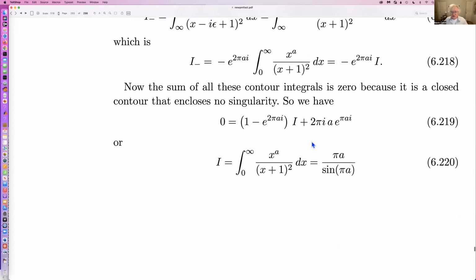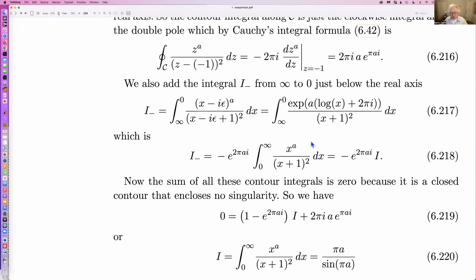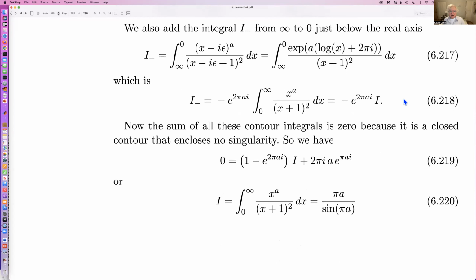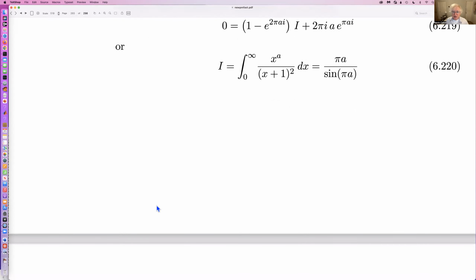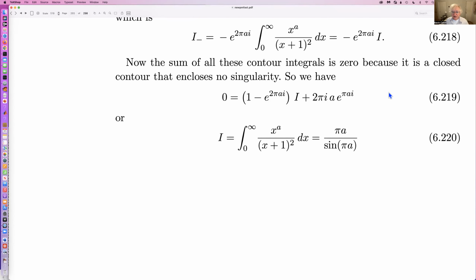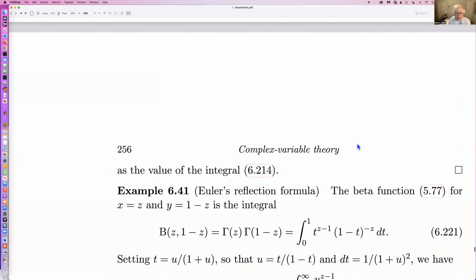And so it is 0. And so adding these up together, what we have is I minus plus the C and the I plus. What we wind up with is I plus is just I, and then I minus is that, and then we add the integral around C. That's this. The others are ghost contours, and so we get as our answer pi a over sine of pi a.